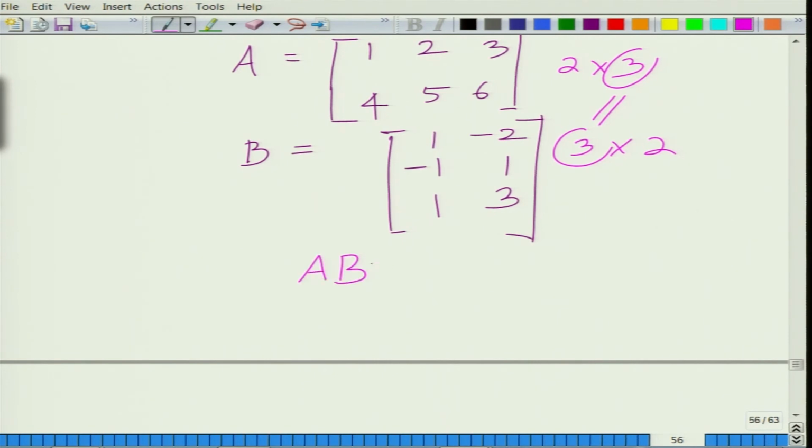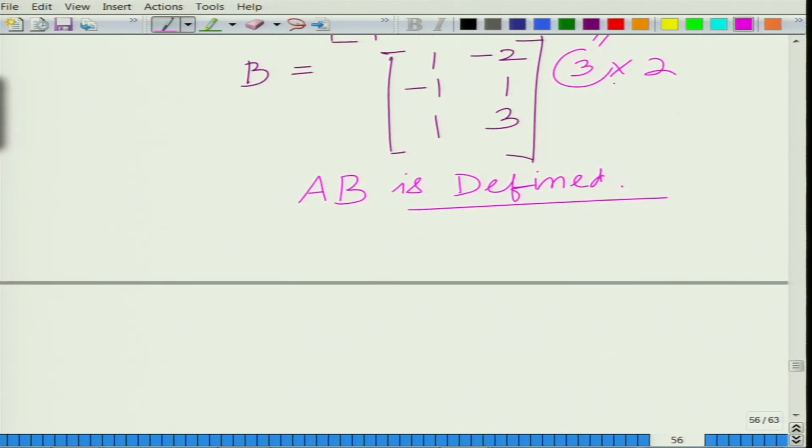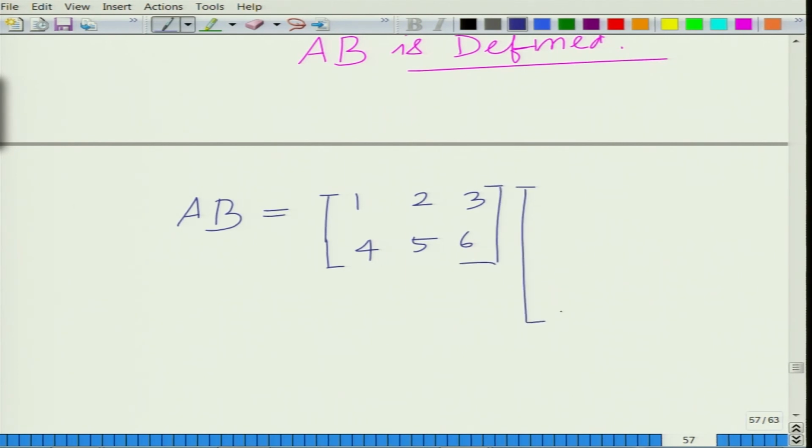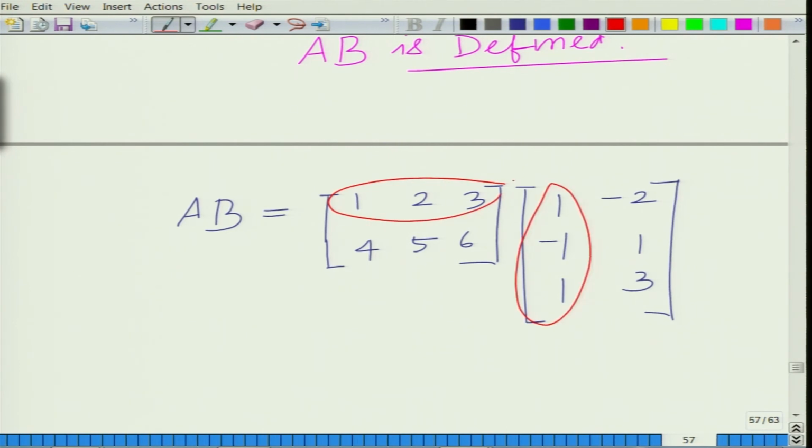So A into B is defined, because the number of columns of A is equal to the number of rows of B. Now let us look at how to compute A times B. For the 1 comma 1 element we take the inner product of the first row of A with the first column of B. That gives the 1 comma 1 element.